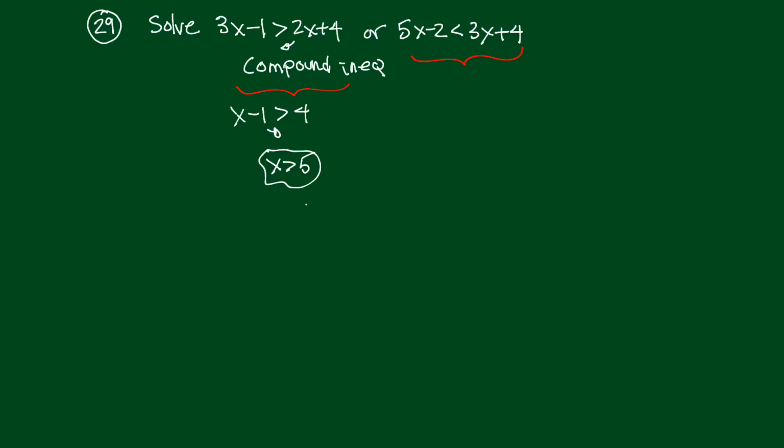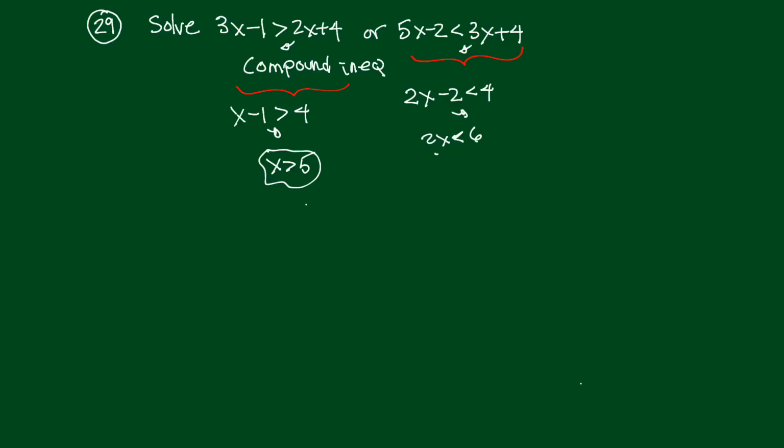So let's solve this one. I've got x's on both sides, and I've got more on the left. So I'm going to get all the x's on the left side by subtracting these 3x's. So 5x's minus 3x's is 2x's, minus 2 is strictly less than 4. We'll add the 2, and we'll get 2x is strictly less than 6.